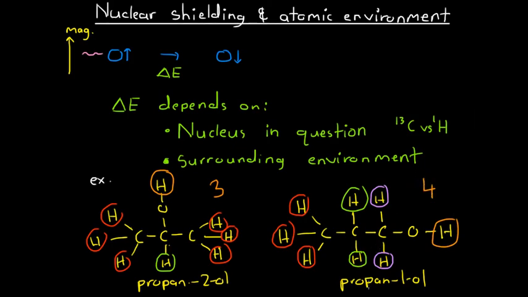So these are chemically very similar substances. However, they have different numbers of atomic environments. Propan-2-ol will absorb three different frequencies of radio waves due to nuclear spin, whereas propan-1-ol will absorb four. So it's very important to be able to count and analyze the different atomic environments within a molecule, and this will prove very useful during NMR spectroscopy.